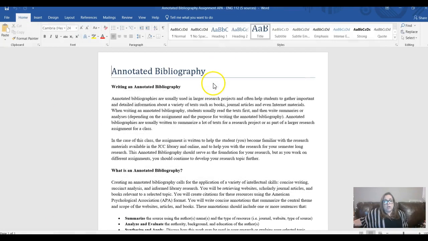Probably the longest assignment sheet that I have would be for the annotated bibliography, and that's because a lot of you have never done an annotated bibliography, so I've tried to give you a lot of information in this assignment sheet. Usually my assignment sheets are one page, but this is a couple of pages, and that's just because I know that most of you have never done it, but it is something important that you'll probably see in a lot of college classes. So let me explain quickly what an annotated bibliography is.